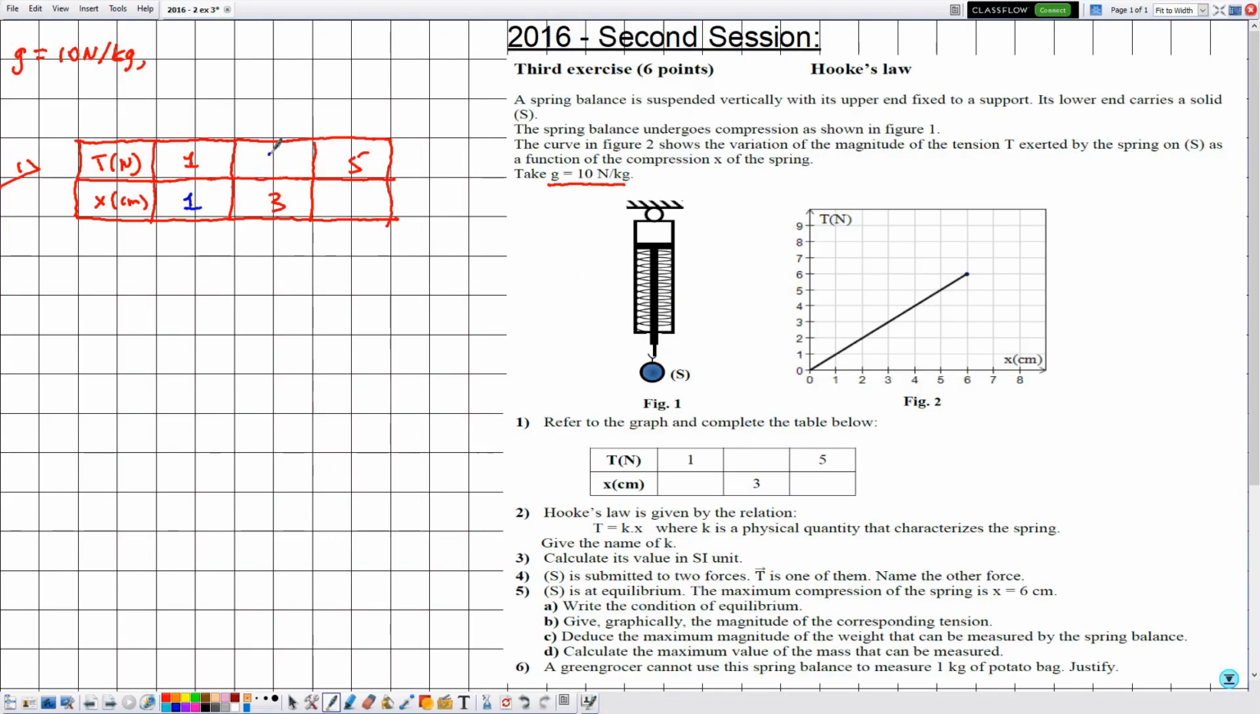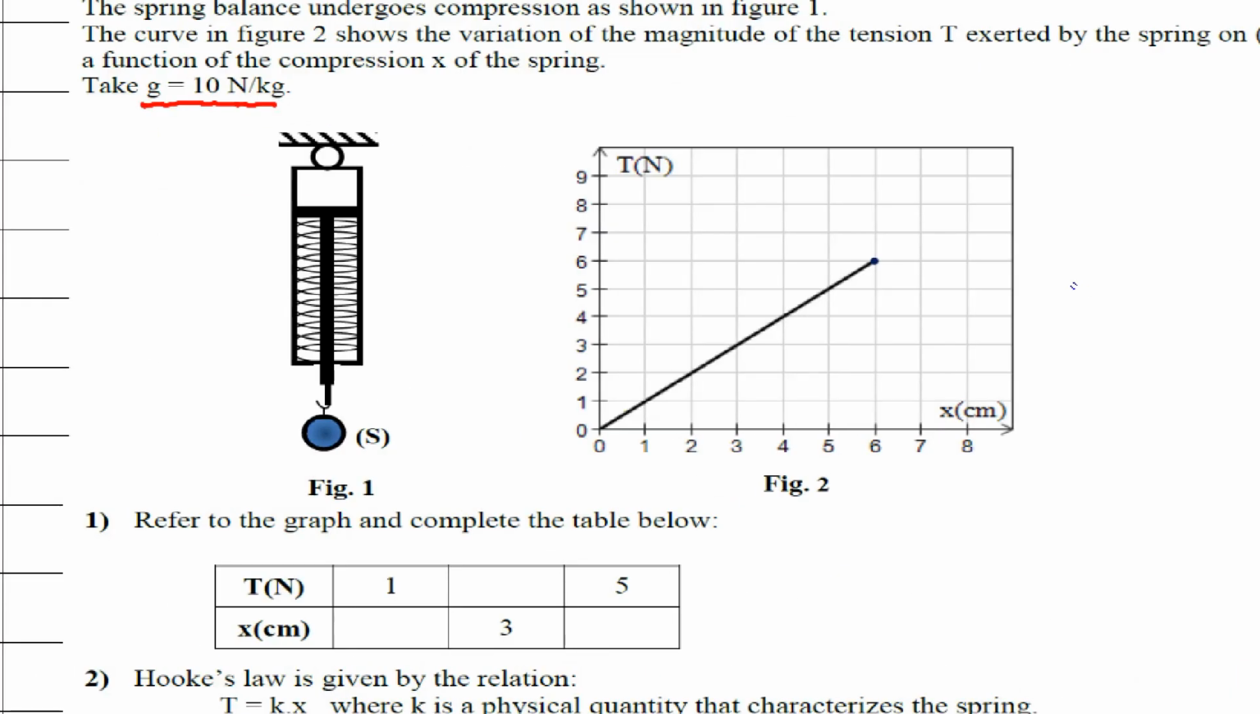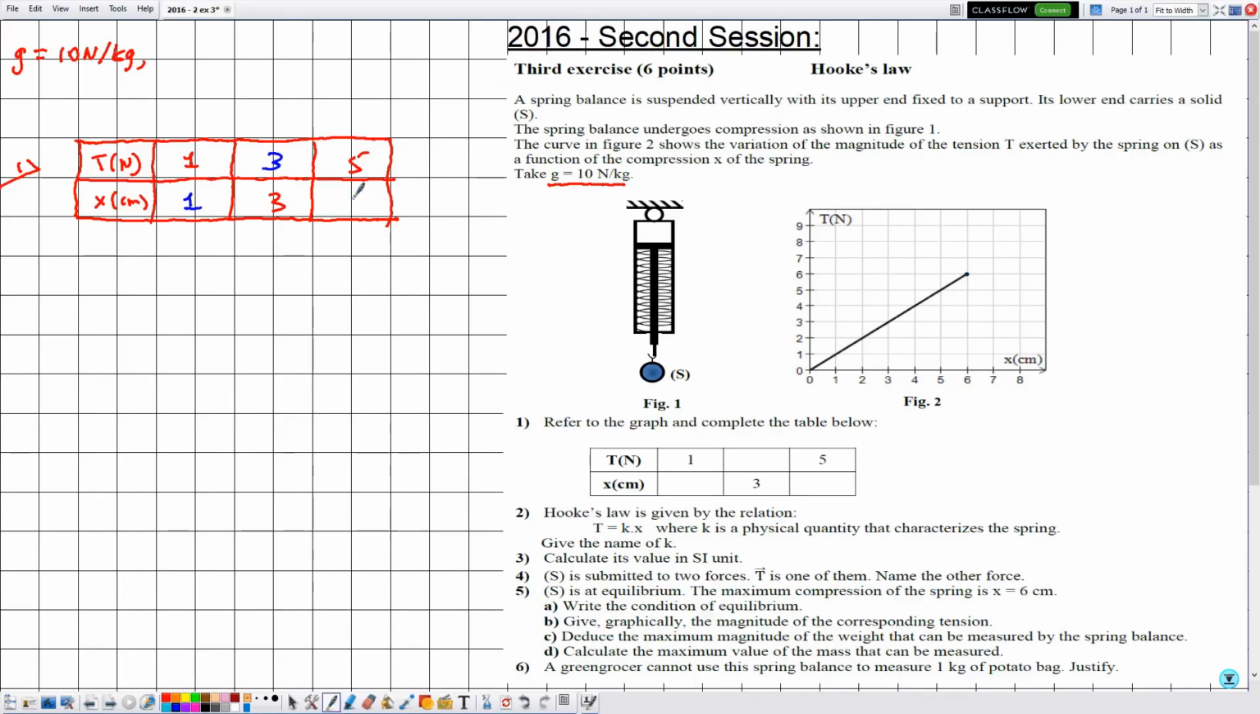So this is 3. Now when the tension is given by 5 newtons, so this is 5 newtons corresponding to the value of the tension. This point corresponds to this point on the curve having a value of the compression given by 5 centimeters. So the value in this case is 5.